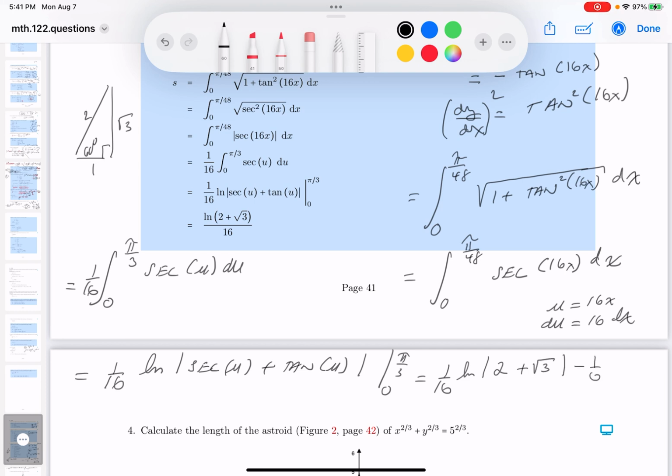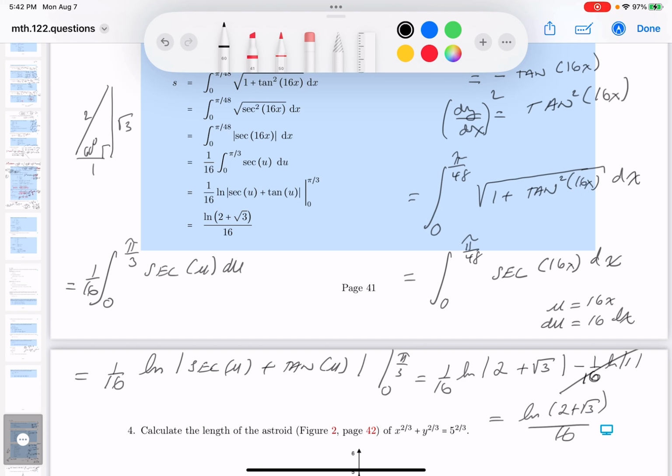Minus 1/16 natural log, absolute value, of the secant of 0, which is 1, plus the tan of 0, which is just 0. What's nice about this is the log of 1 is just 0, so this disappears. So I got my answer. The natural log of 2 plus root 3 over 16. I want to point out that 2 plus root 3 is a positive number, so I can remove the absolute value now.